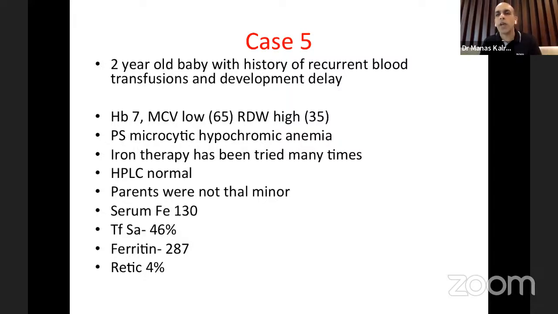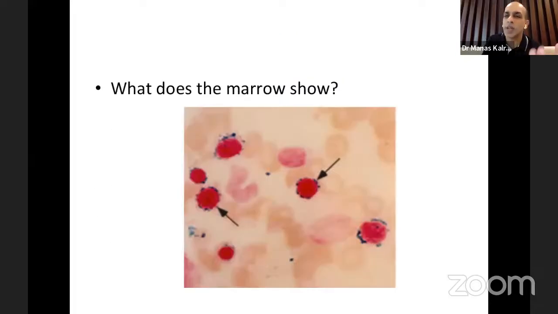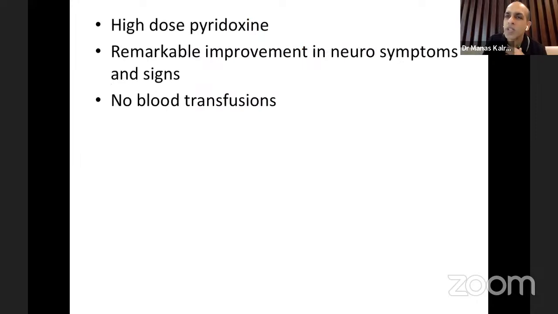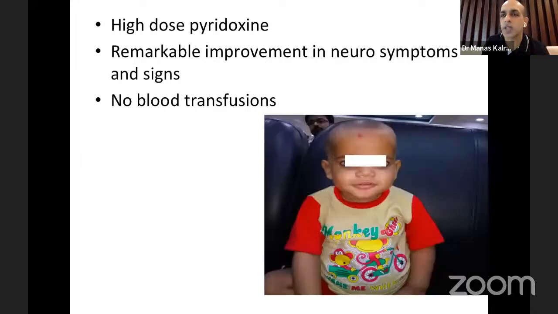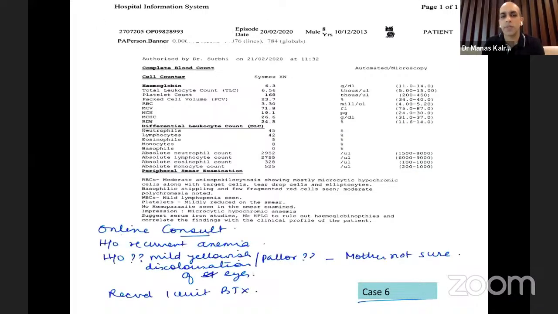And at that point of time, we need to evaluate these patients further. Like in this particular case, we did the bone marrow and found ring sideroblasts. And the diagnosis was sideroblastic anemia. So there are some variants which are responsive to pyridoxine, and this child was given pyridoxine and there was very good improvement in the developmental delay, and the child now does not require blood transfusion.